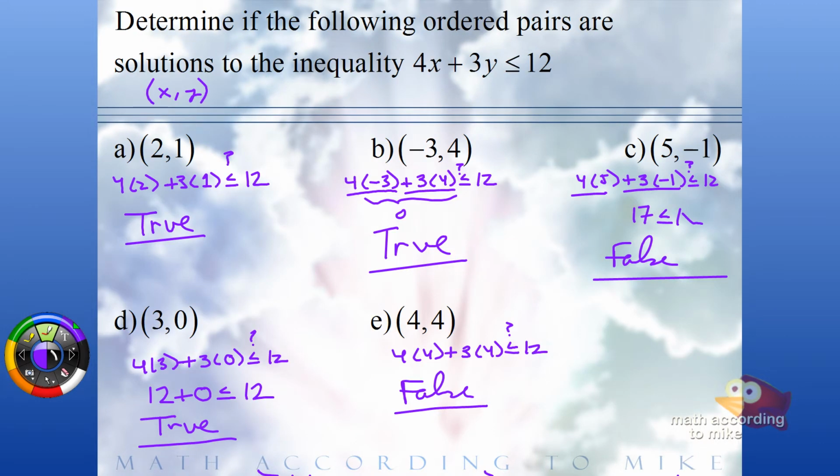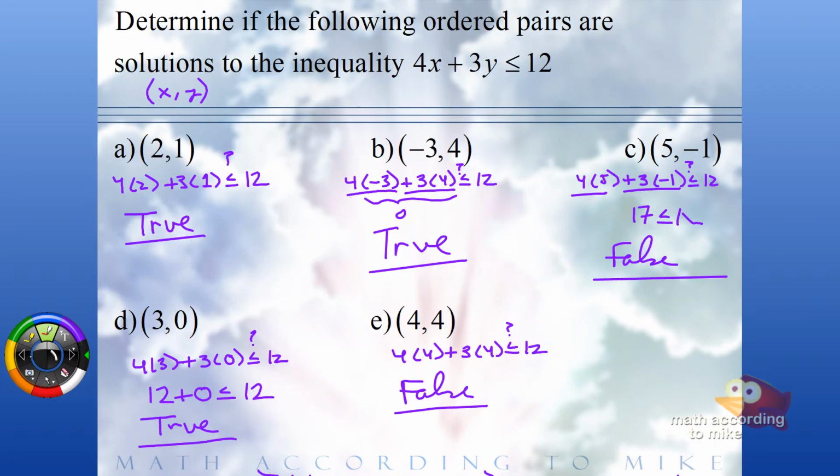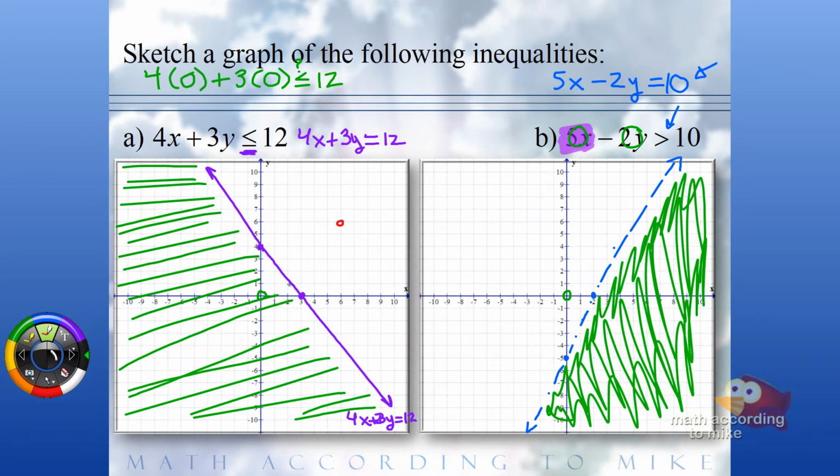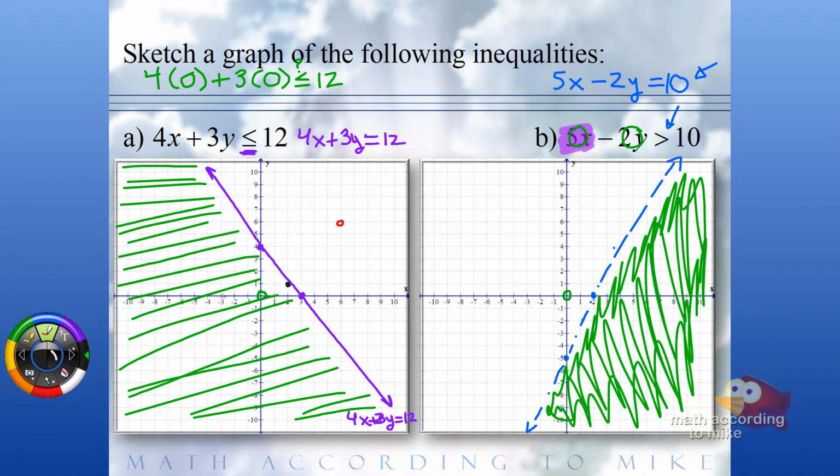Now let's go back a couple. So back to these ordered pairs that we started the section with. 2, 1, negative 3, 4, 5, negative 1. And let's look at our first example here. 2, 1. Notice 2, 1 is this point right here. And let's see, what do we have? Oh, I went the wrong way. Negative 3, 4. Negative 3, 4 is this point right here.